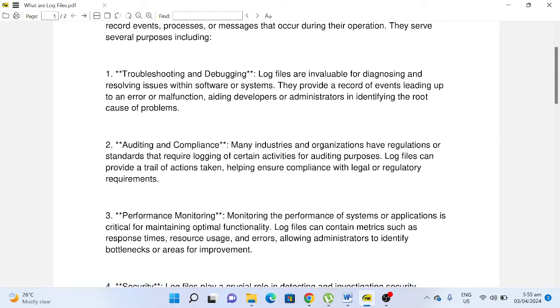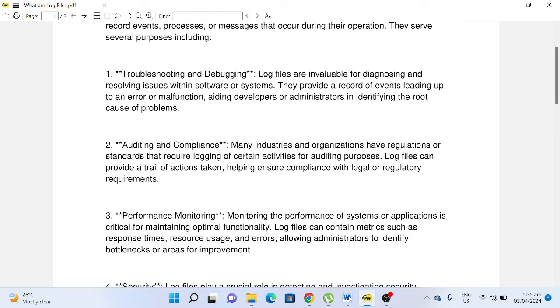Number 2, auditing and compliance. Many industries and organizations have regulations or standards that require logging of certain activities for auditing purposes. Log files can provide a trail of actions taken, helping ensure compliance with legal or regulatory requirements.